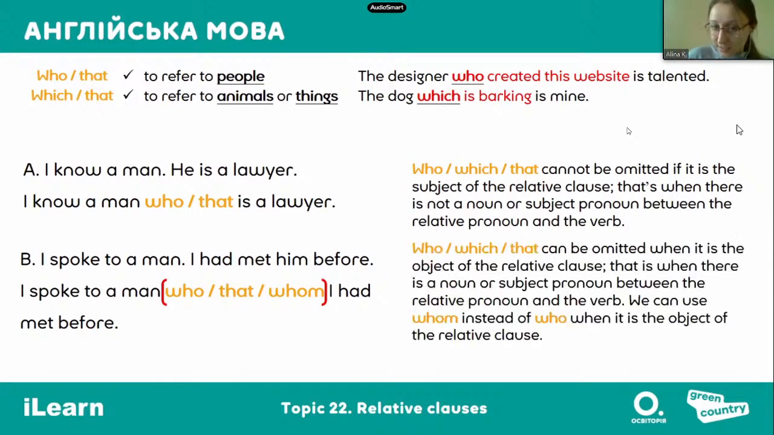But in the second example, that's vice versa, yes? It is the object in the relative clause. That's why we can omit it. In other words, you may see that the relative pronoun is followed by a subject, I, and only then a verb, had.